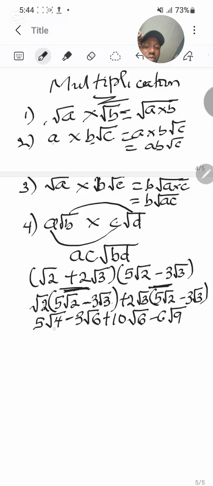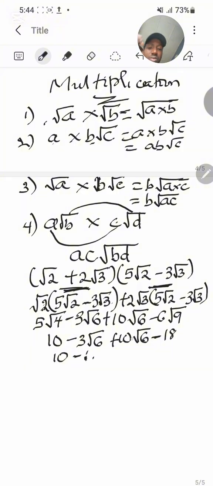So now root 4 is a perfect square, which is what? 2. 2 times that 5 is going to give us 10 minus 3 root 6 plus 10 root 6 minus, now square root of 9 as well is a perfect square, that's 3. 3 times 6, that's what? 18. So we can say this 10 minus 18. Okay, let's go to the next page.